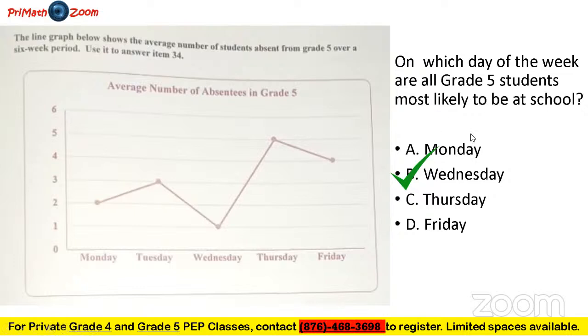Most likely, we're looking at this. It's asking about which day most likely they'll be present. The bar graph is showing absence. So it has to be the lowest value would be for present.